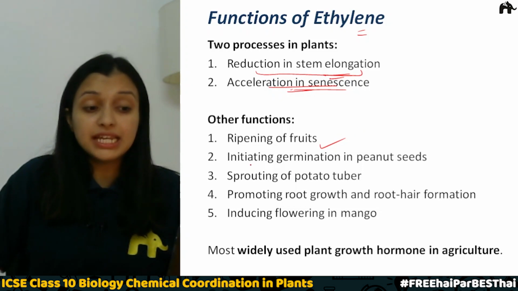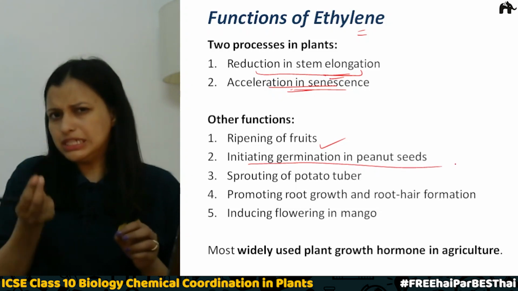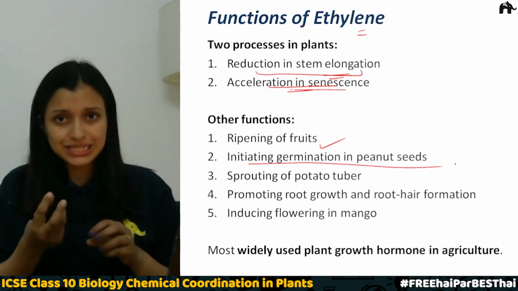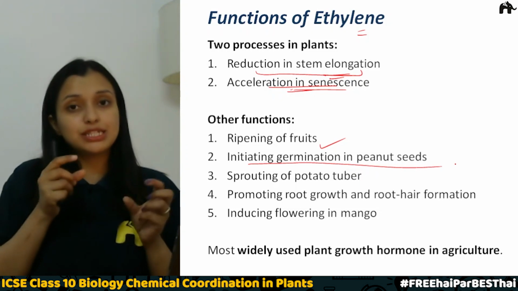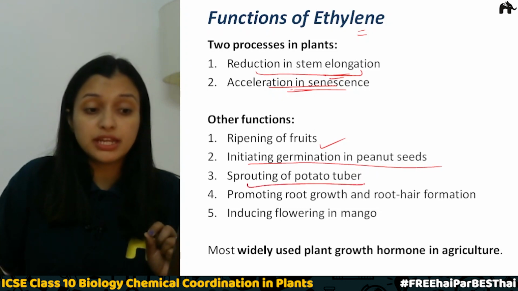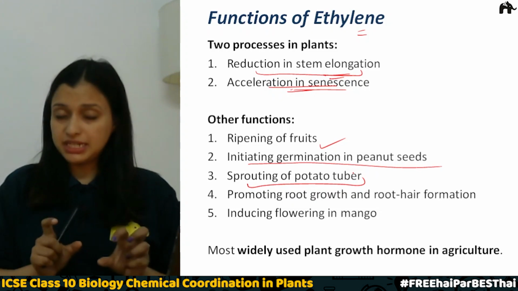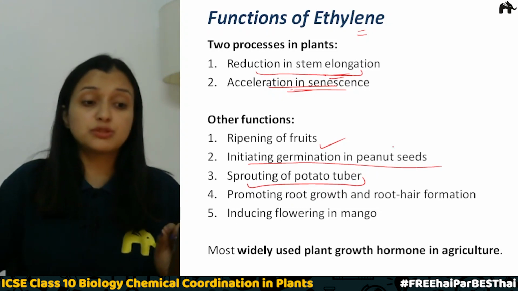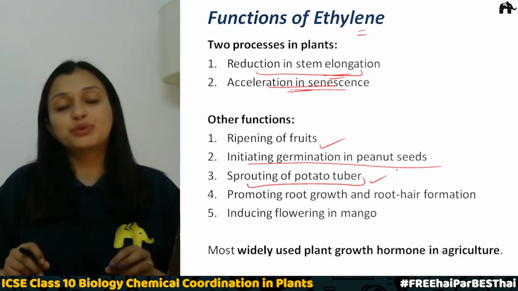Second, it initiates germination in peanut seeds. You must have seen those peanut seeds. The germination in them is initiated by the hormone ethylene. Then, sprouting of potato tubers. You must have seen potatoes, you must have seen the tubers. The sprouting of potato tubers is done by the hormone ethylene.